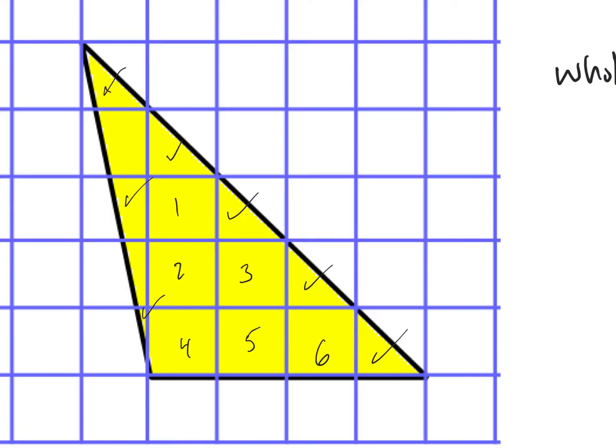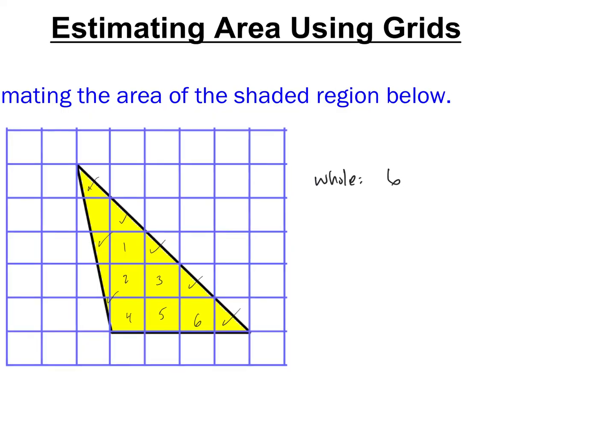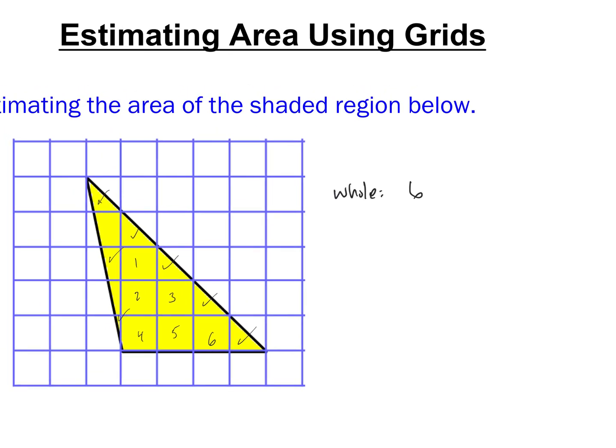Now we are left with this guy and this guy. I don't know if it's perfect, but I'd say it's a pretty good estimate that these two add up to give you one last grid square. So altogether, from the partial grid squares, we get 4. So if you add 6 and 4 together, you get 10. So that's it. That's how you do this.